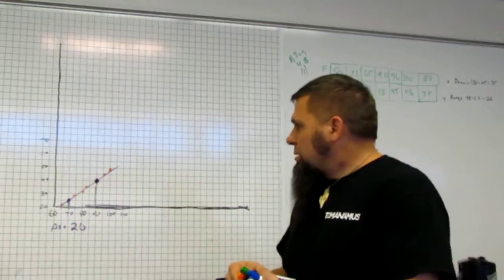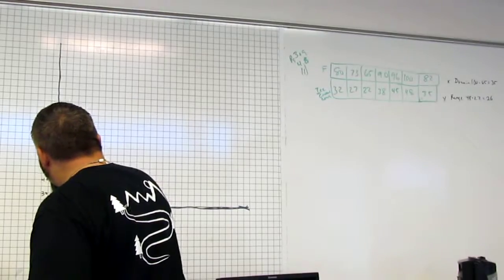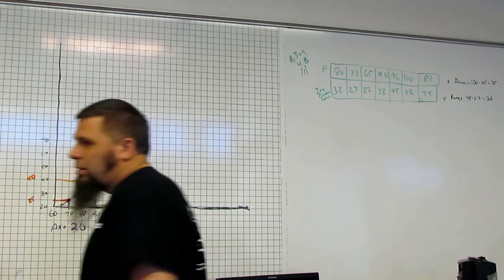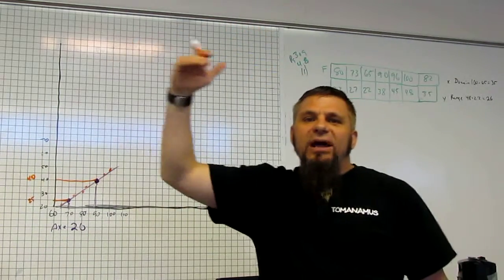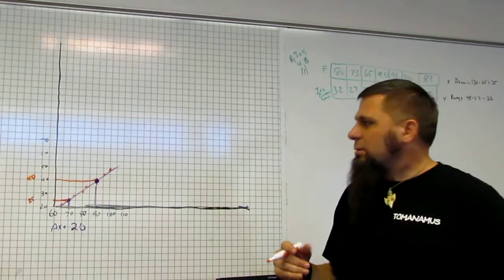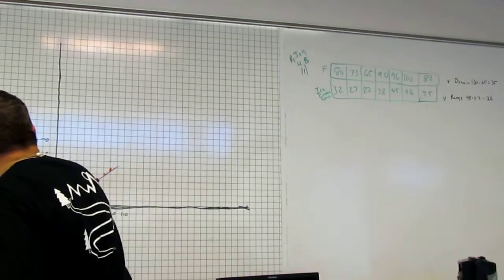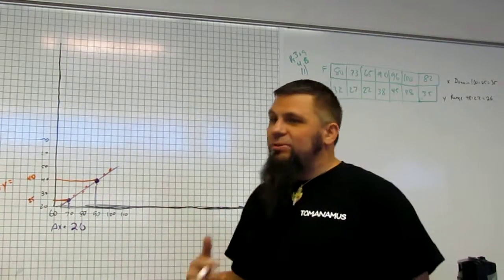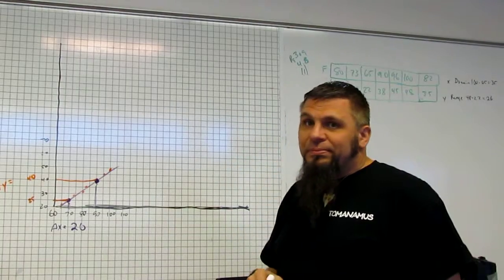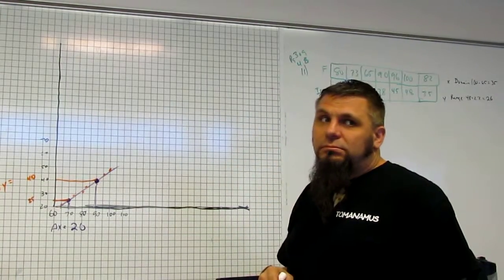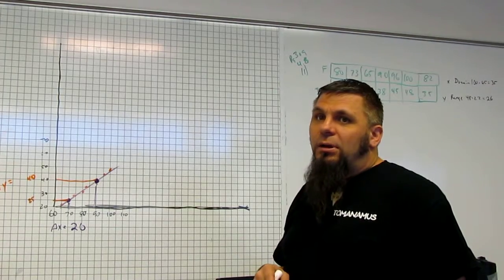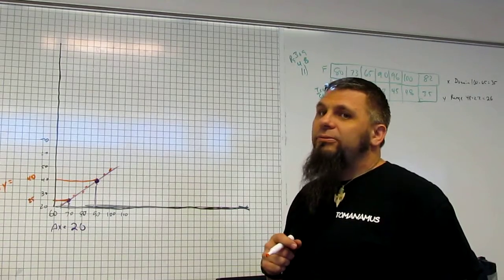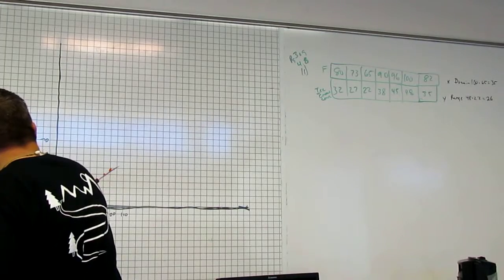Now, how much is between 25 and 40? What's the difference? What is the difference in the y's? What is 40 minus 25? 15. Okay?